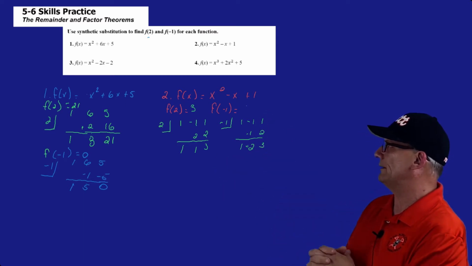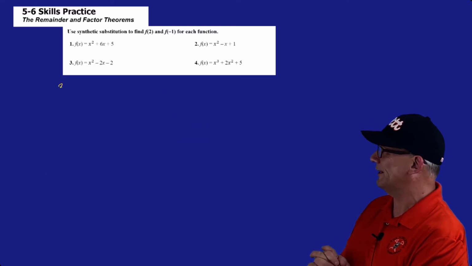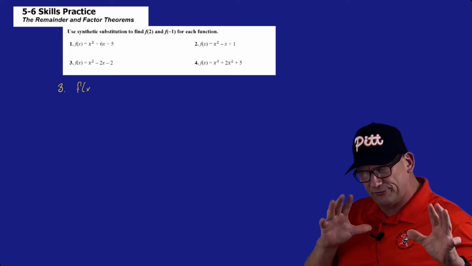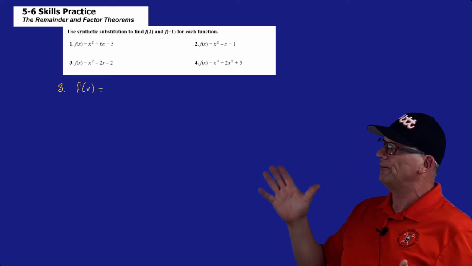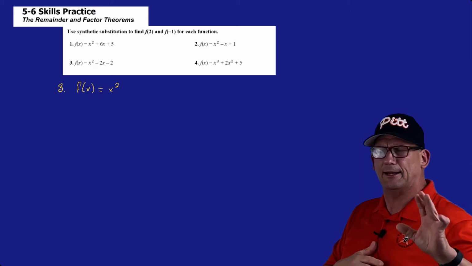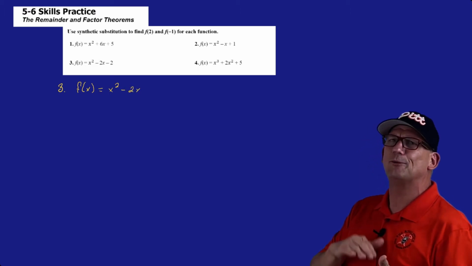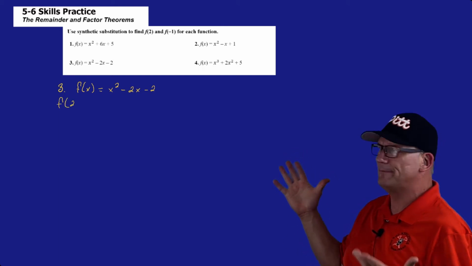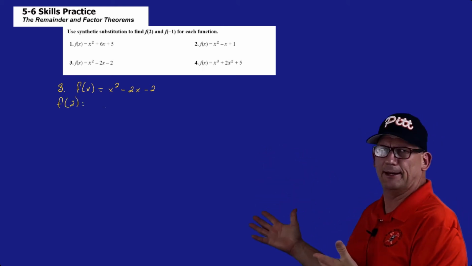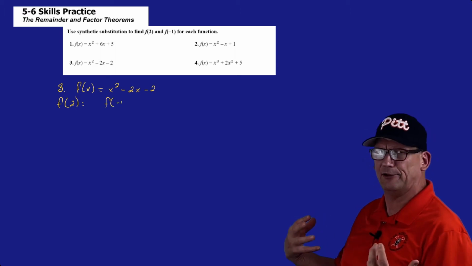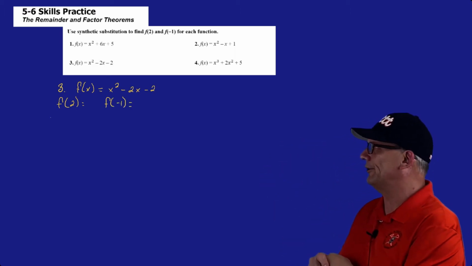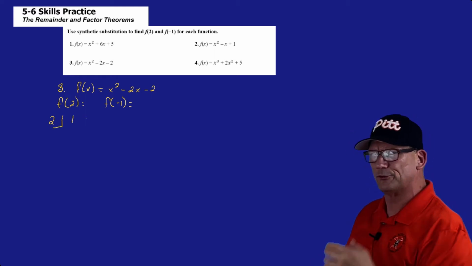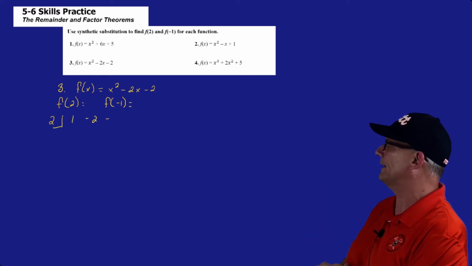All right, number 3. So f of x equals x squared minus 2x minus 2. Now, let me just tell you what they're getting you set up for here. Using synthetic substitution, they're getting ready for you to use synthetic division to find the factors. This is basically you practicing the procedures, okay? We don't really evaluate polynomials using synthetic substitution. It's a way of practicing for what you're really getting ready to do. But back to what we're doing.